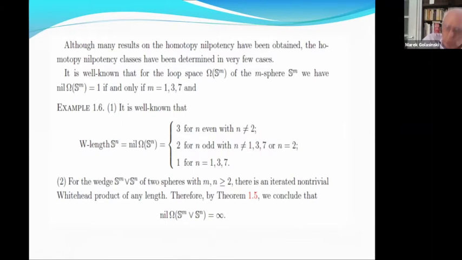But it's true if you look at the Hilton theorem, which describes the homotopy groups of a wedge of spheres by means of homotopy groups of spheres. So you can see, if you look at the proof, that the iterated product doesn't vanish for any length.